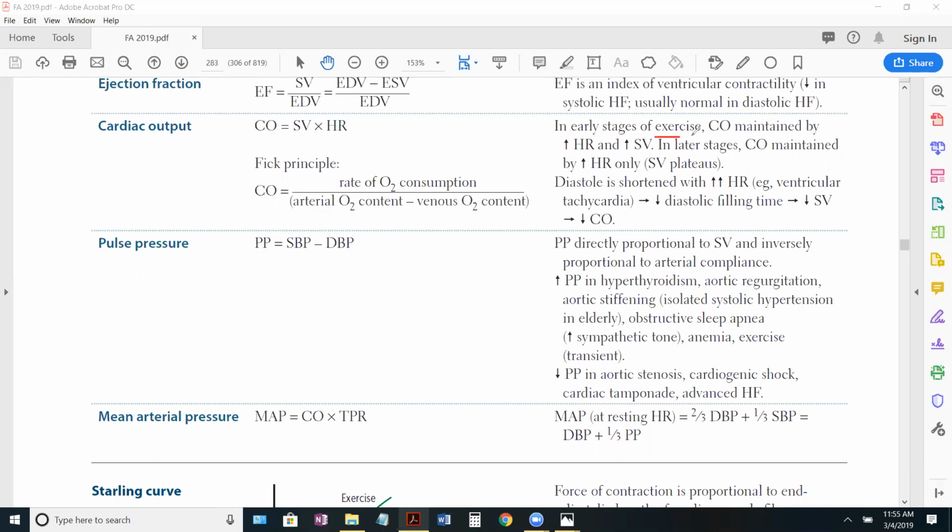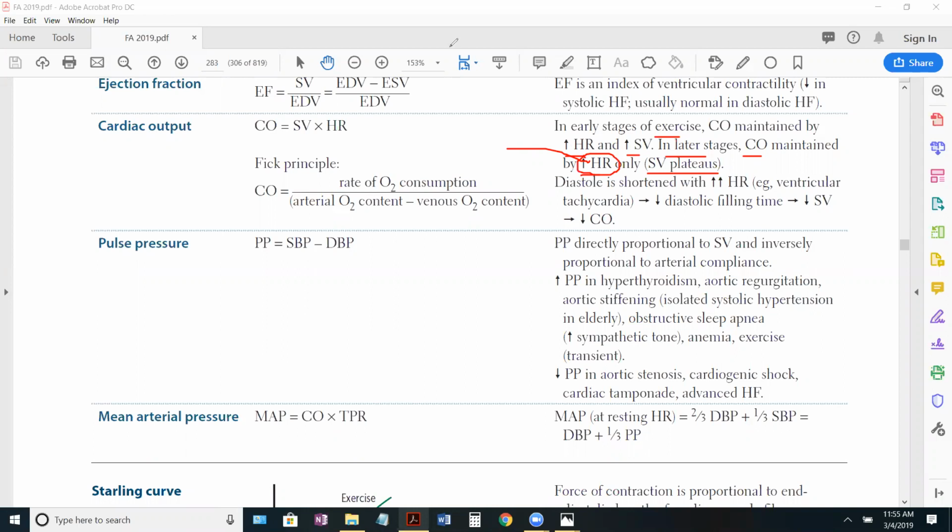So exercise affects the heart rate and stroke volume initially, but in the later stages of exercise, your cardiac output will be maintained mainly by the increase of the heart rate, nothing else. The stroke volume will not keep increasing, but the heart rate can still increase to a certain limit.